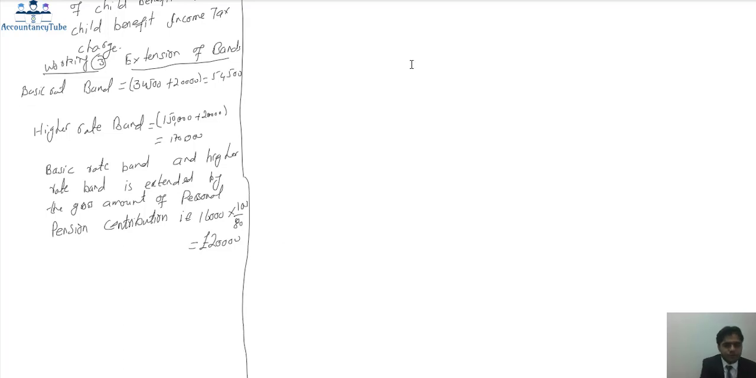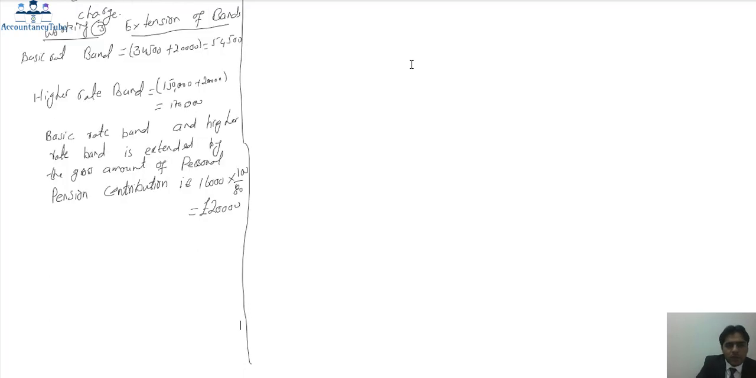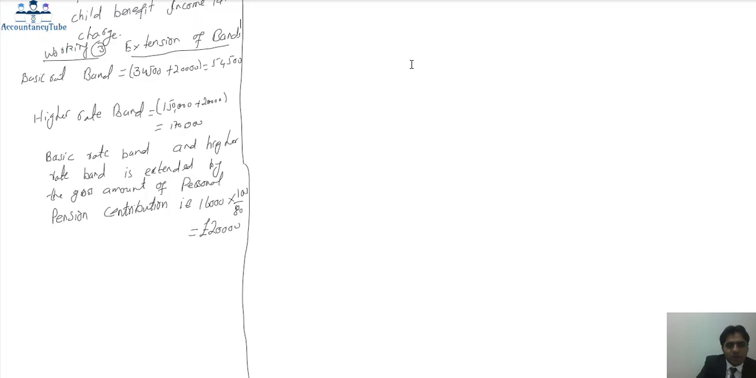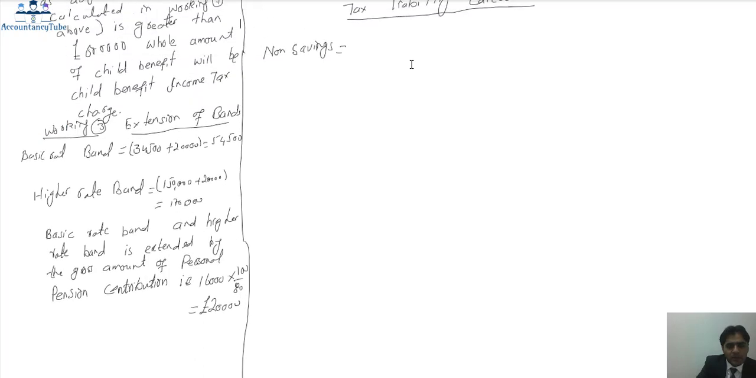Right, so that's our note, working 3, and we know that we have to communicate to the examiner that we know this rule of extension of the basic rate and the higher rate band. So that's why we did it. Now we know that our extended basic rate band will be used, and extended basic rate band is now 54,500.